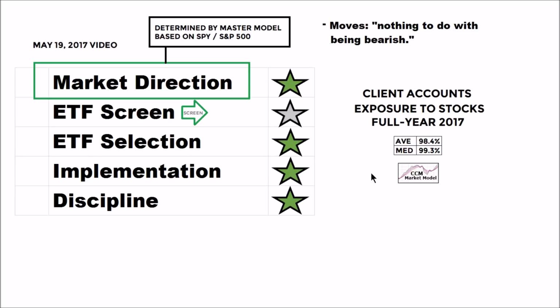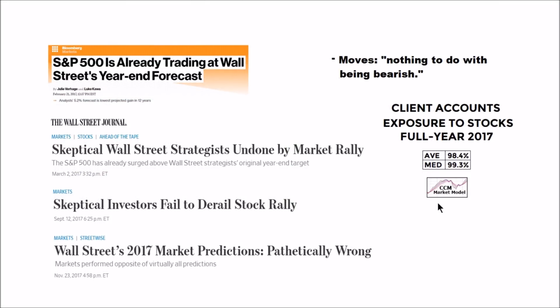And it may be easy to forget, now that 2017 is in the books, that the model's bullish stance following the U.S. election and our bullish stance early in calendar year 2017, and the fact that we allocated to stocks the entire calendar year, that was a contrarian position relative to Wall Street strategists. February 21st, 2017, Bloomberg: analysts forecast a 5.2% gain in the S&P 500 in calendar year 2017. They were way, way off.